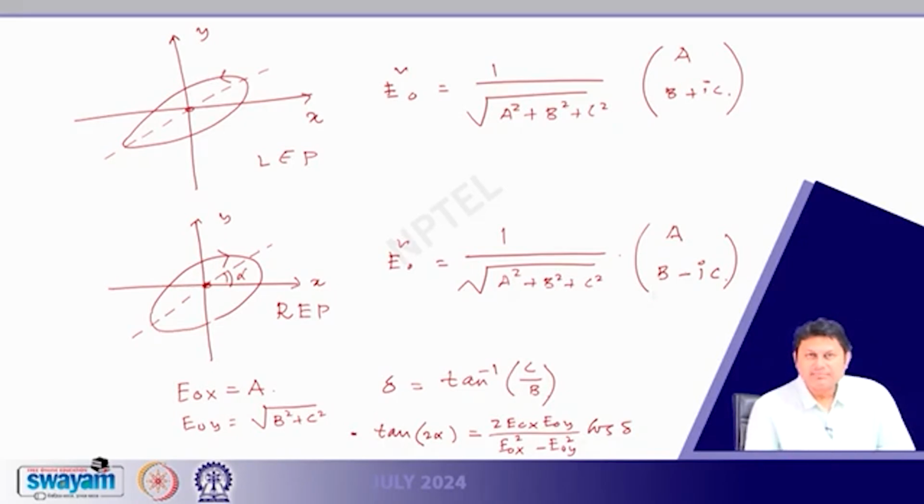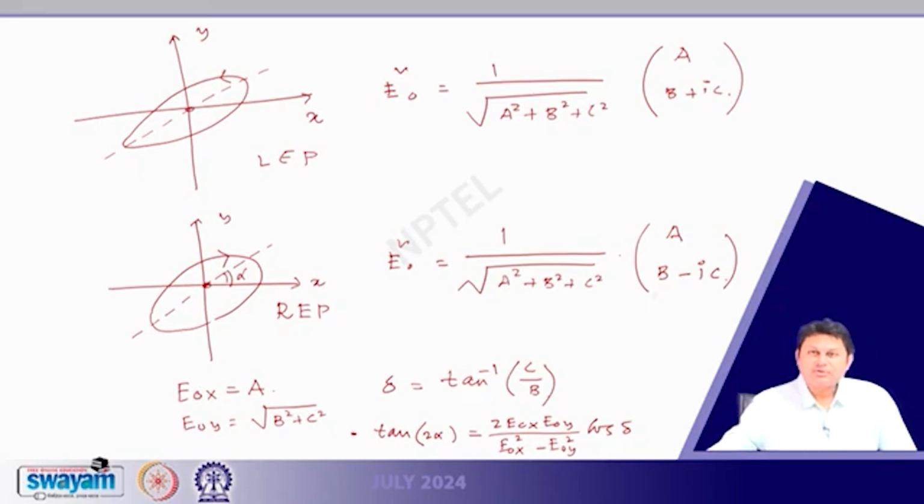So, if a general matrix is given in this way, A and B plus i c or B minus i c, one can understand readily that this is representing a polarized light, and this polarized light is elliptically polarized. Whether it is left elliptically polarized or right elliptically polarized, you can find out from this sign. And what are the values of these angles alpha, and what is the phase lag between these two components, and what are the amplitudes of these, one can figure out everything from this matrix notation only.